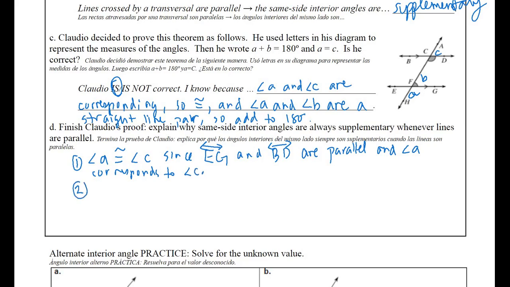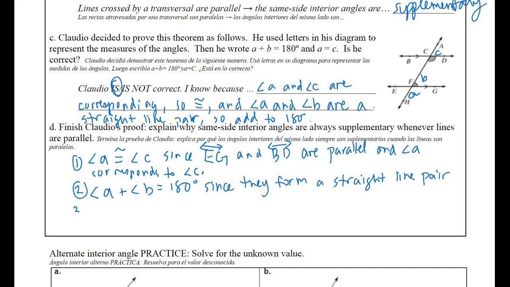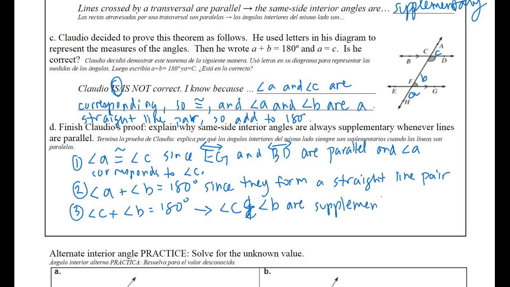2, angle A plus angle B equals 180 degrees since they form a straight line pair. 3, based on 1 and 2, I can say that angle C plus angle B equals 180 degrees, and therefore angle C and angle B are supplementary. Period. Done.